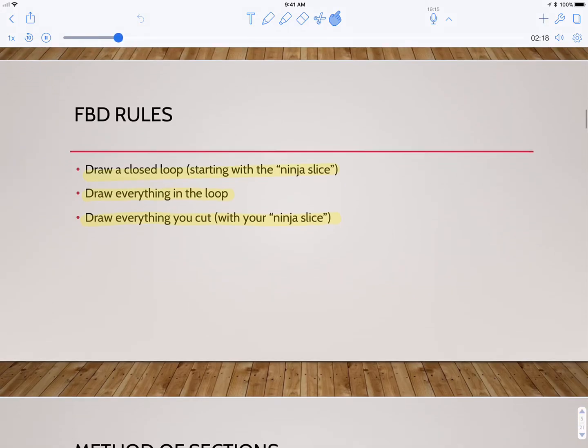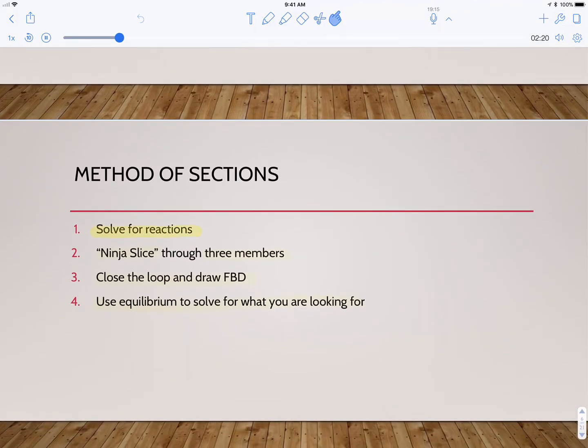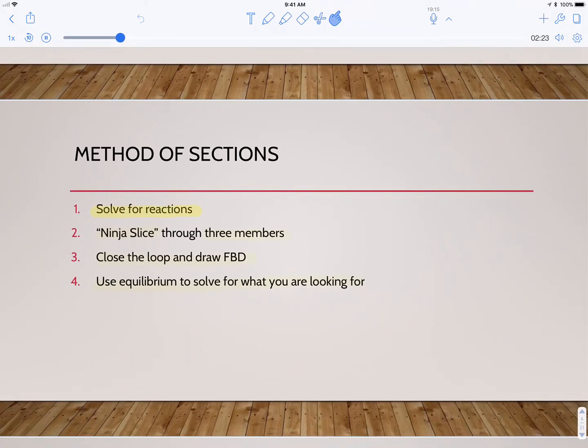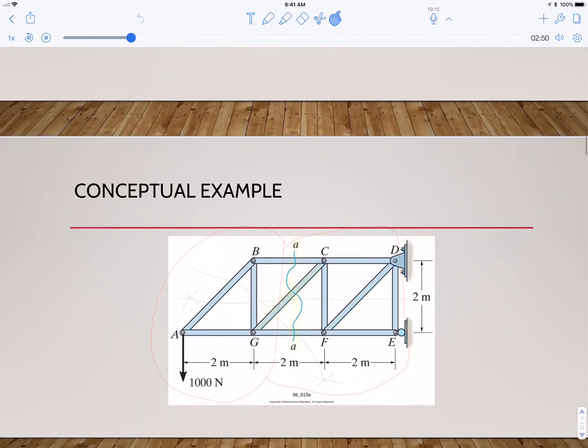First of all, you have to solve for the reactions. There's no getting around that. That was problem 4 on the first test. Then you ninja slice, but the main thing is you can only slice through 3 members, because each member will be an unknown and you will only have 3 equations of equilibrium. You're going to close the loop after you slice 3 members and draw your free body diagram, and then you're going to use the equations of equilibrium to solve for what you're looking for. Here's a conceptual example coming up.